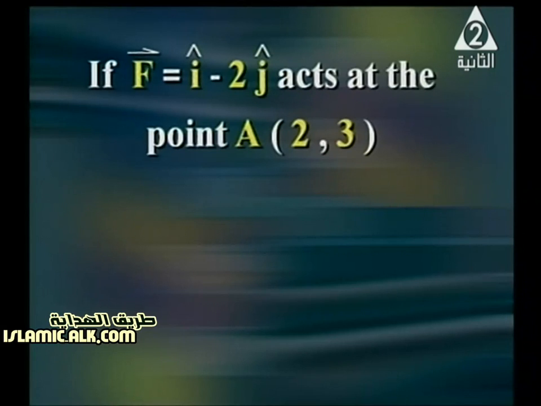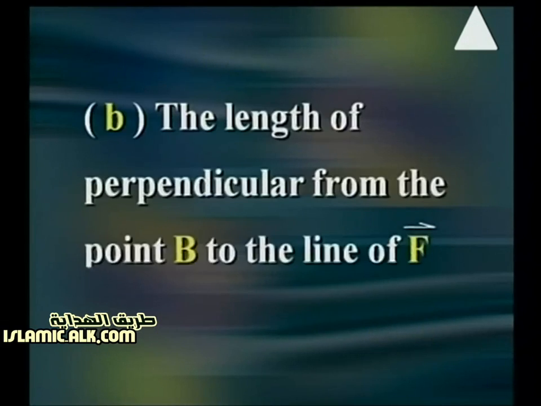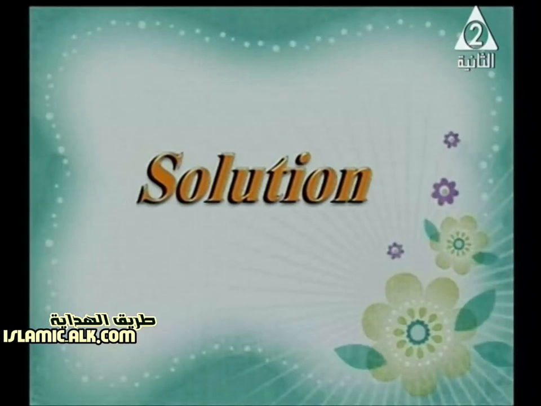If we have force F equals i minus 2j acting at point A (8, 2, 3). Find the moment of the force F about B (2, 1). This is part A. Part B: find the length of the perpendicular from the point B to the line of the force F. Look at the solution.